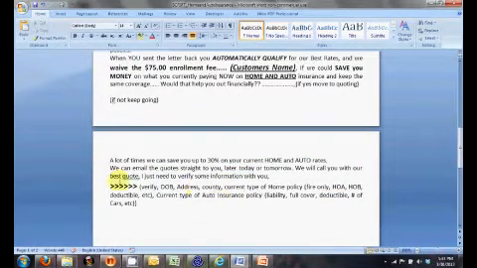We're verifying date of birth. We're verifying the county, the address. Do they have fire only, HO3, HO6? What deductible do they have?